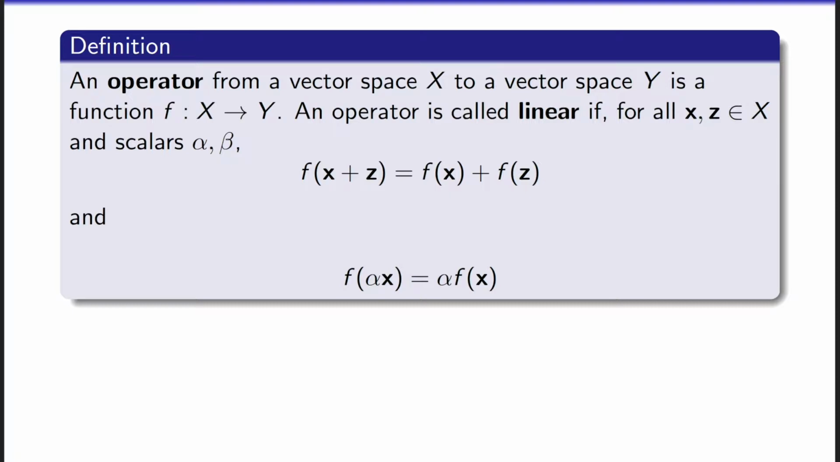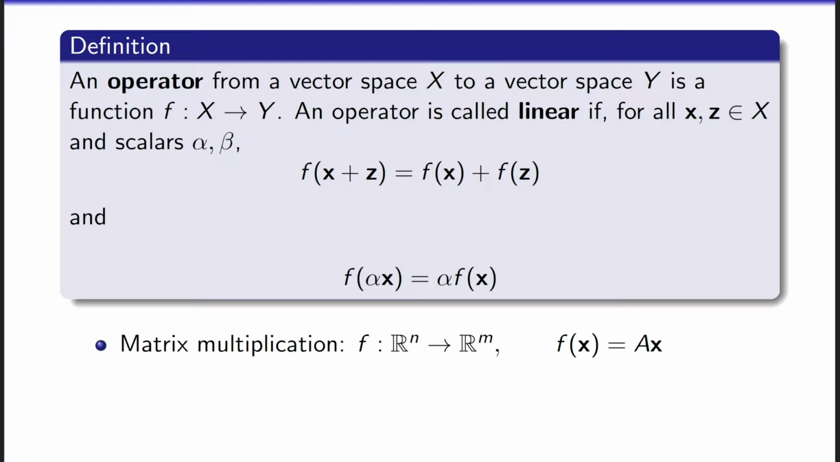An operator is called linear when it can be distributed across addition and when scalars can be pulled out in front of the operator. That is, when f of x plus z equals f of x plus f of z, and when f of alpha x equals alpha times f of x.